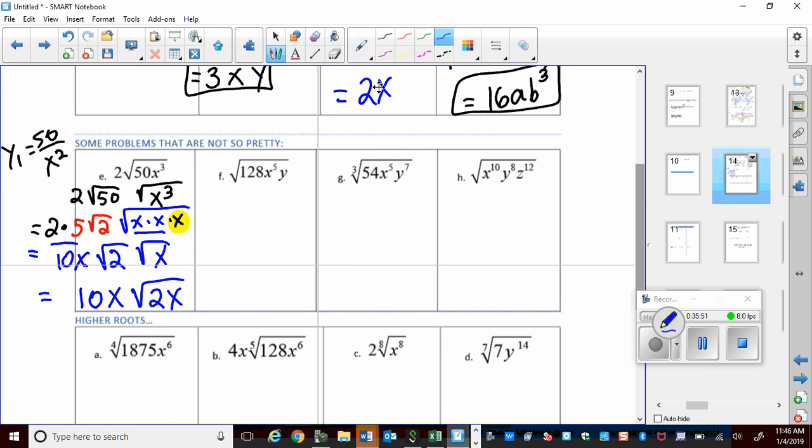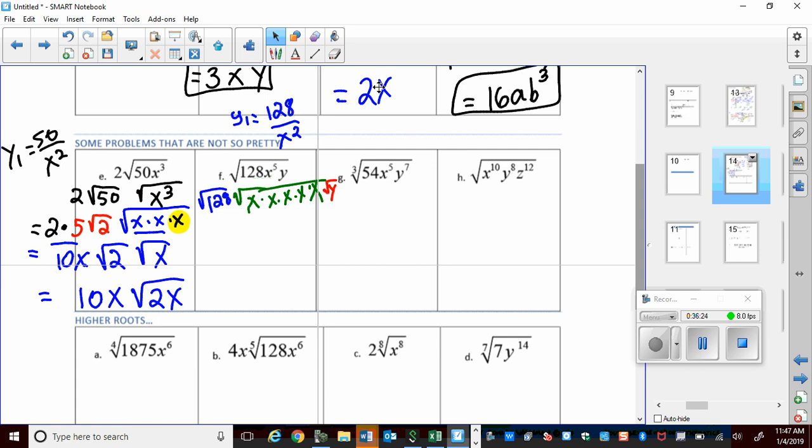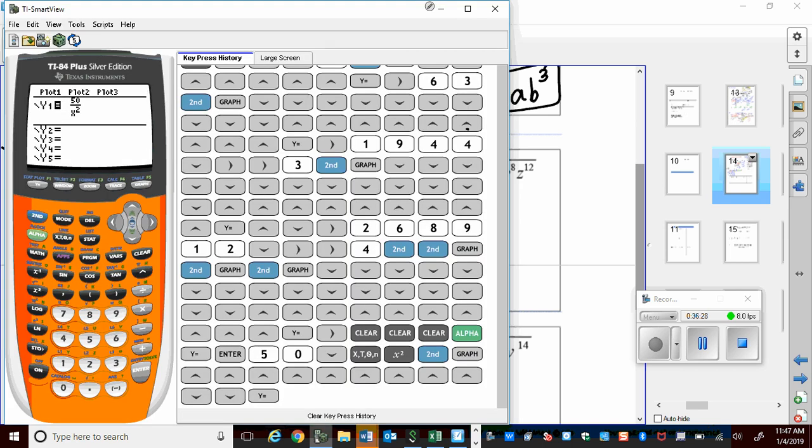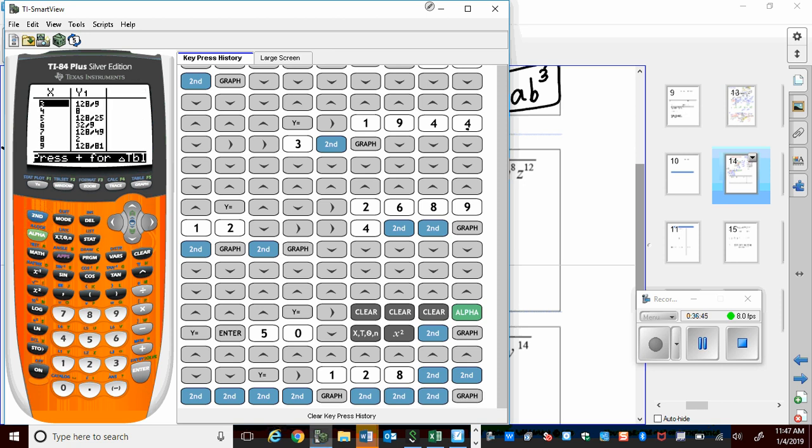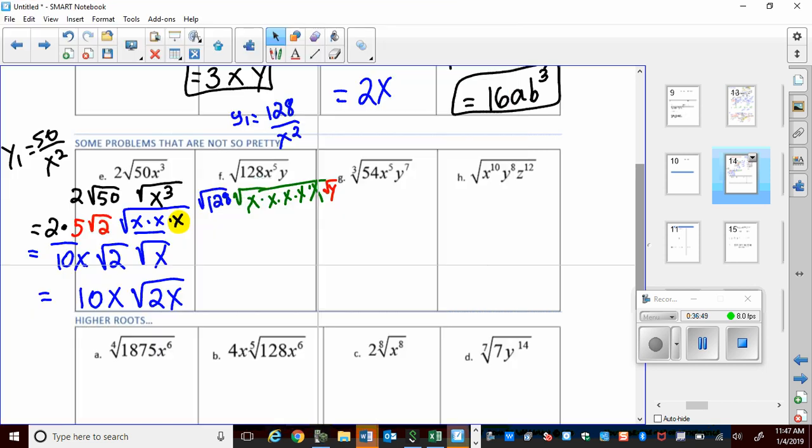So we're going to do the next one in the same way. y1 is going to be 128 over x squared, and I'm going to separate everything else. So I have the square root of 128, the square root of x times x times x times x times x, and then lastly, I have the square root of y. There are no pairs for y. Now, y1, I'm going to go ahead and put that in there. A lot of steps here. So I have 128 over x squared, second graph, and we're looking for that smallest whole number y. And it looks like it's going to be 8 square root of 2 here.